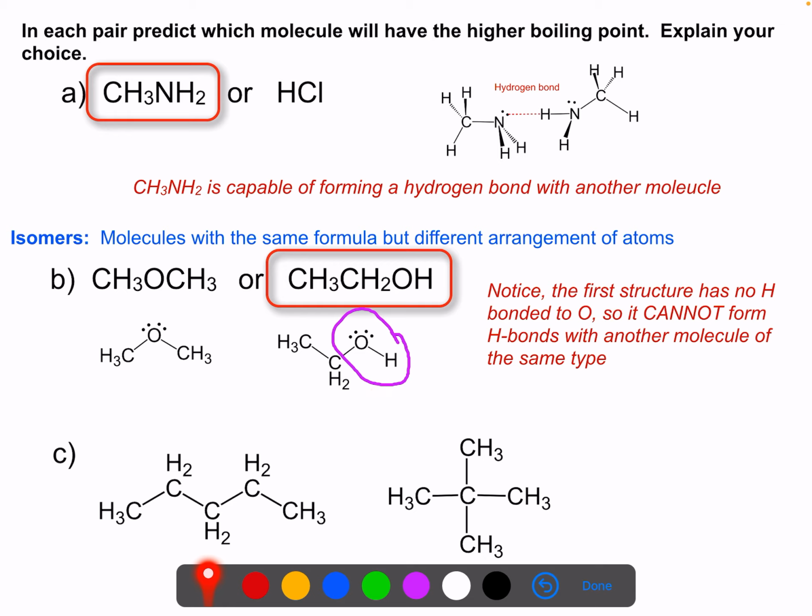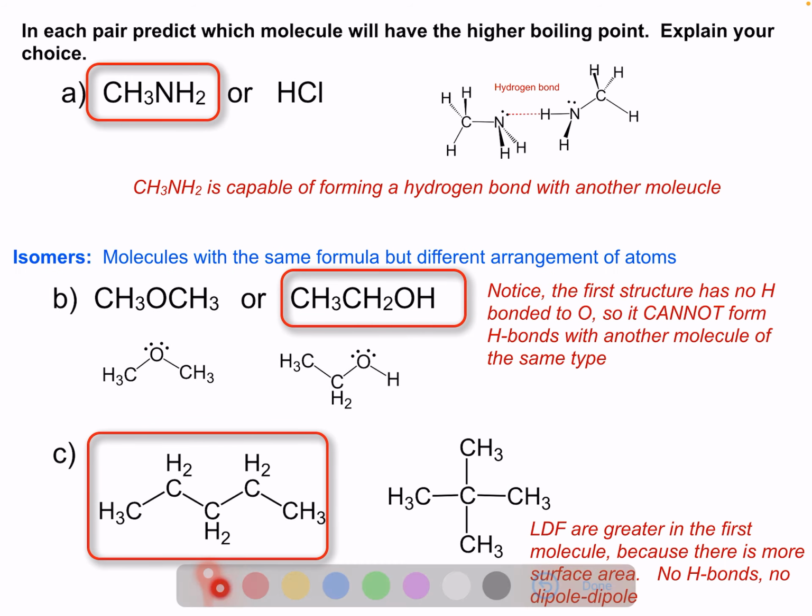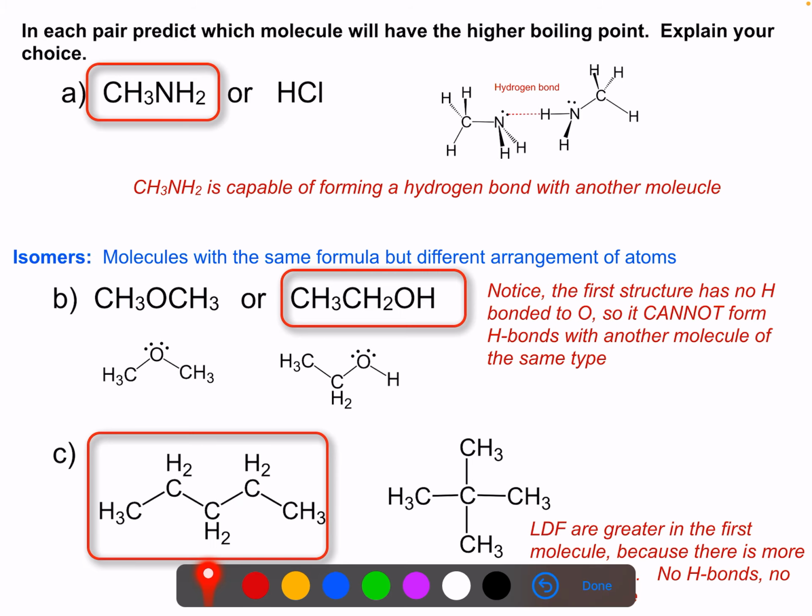In our last example, this one's a bit tricky because we have 2 molecules with the same molecular formula, same number of electrons in both cases, both nonpolar, and both can't hydrogen bond. So we might think that they have the same boiling point, but it turns out the first molecule has the higher boiling point of the 2. And the reason for that is because in this case, the molecules spread out.